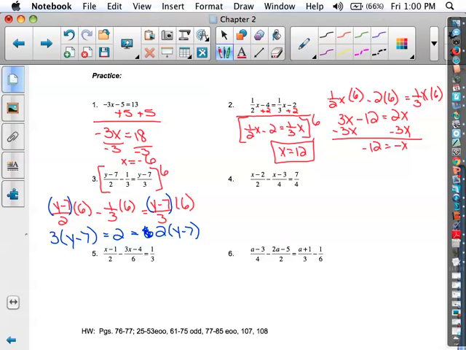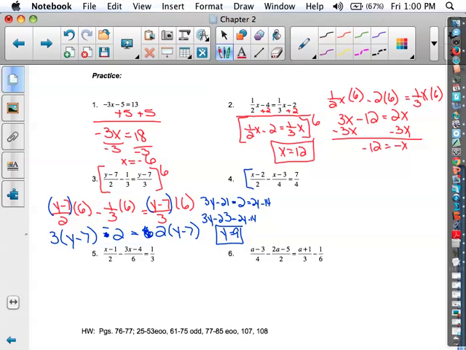Okay, so in that case, I'm going to get 3y minus 21 minus 2 equals 2y minus 14. So 3y minus 23 is equal to 2y minus 14. So y is equal to 9 in this case.